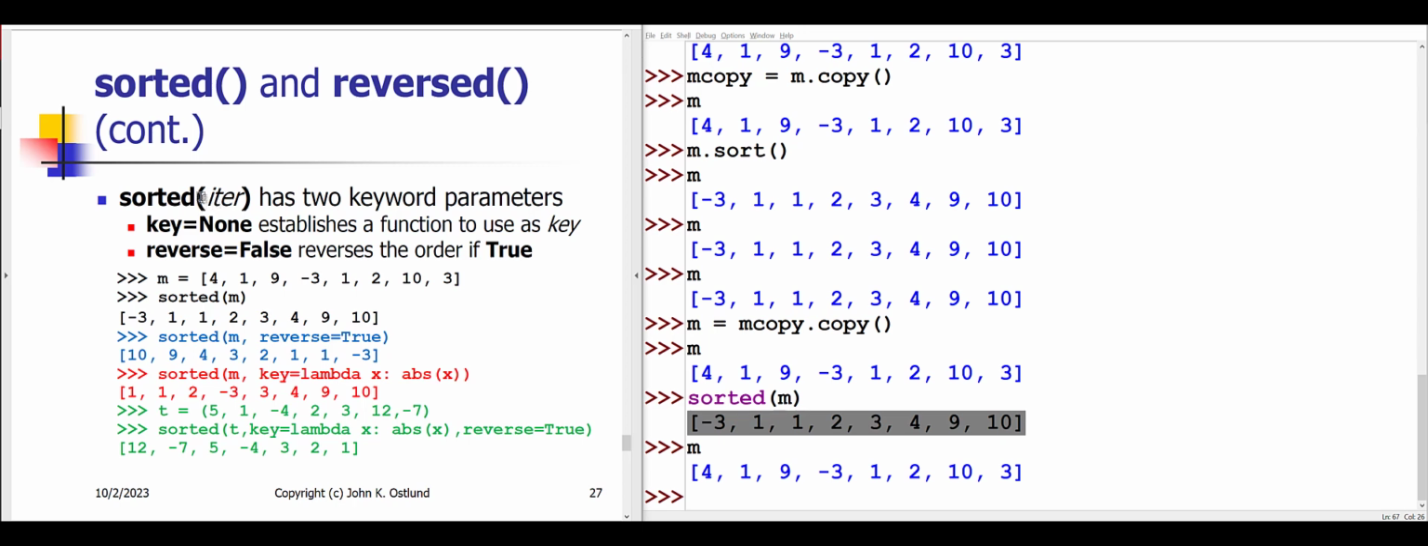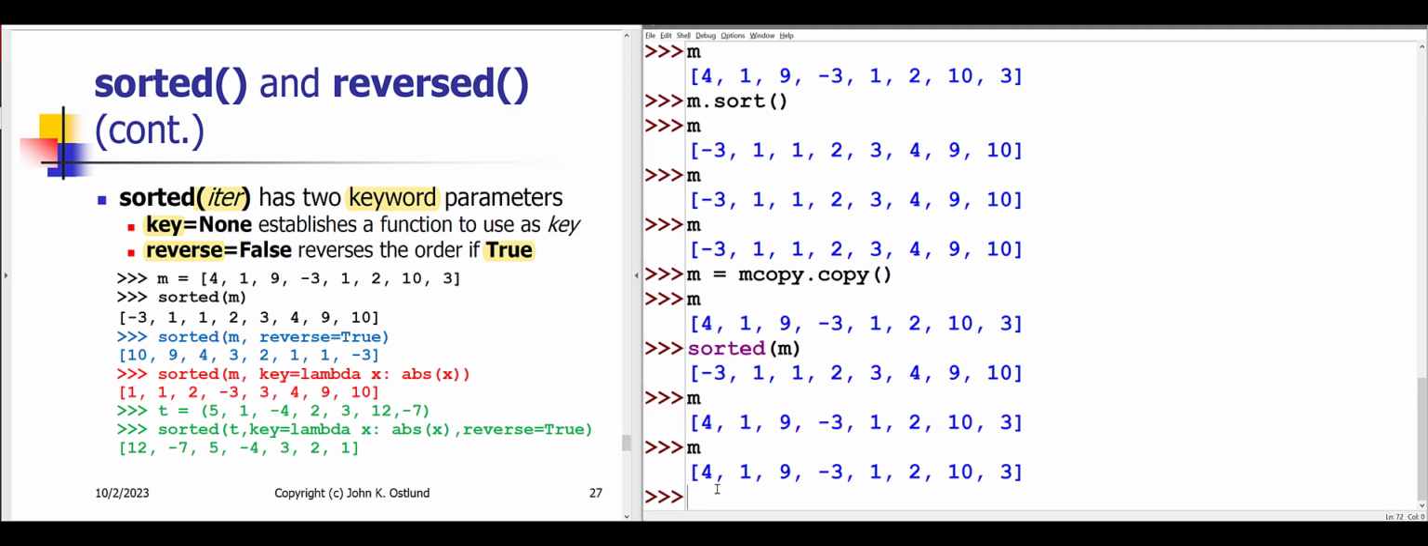Now, in addition to specifying the iterator that you want sorted to operate on, there are two keyword parameters that you can specify as well. The first one is key, which allows you to specify an alternate function to use to establish the key for sorting. The second one is reverse. The default value for reverse is false, but if we want the values to be sorted in reverse order, we can say reverse equals true. Let's have a look at that.